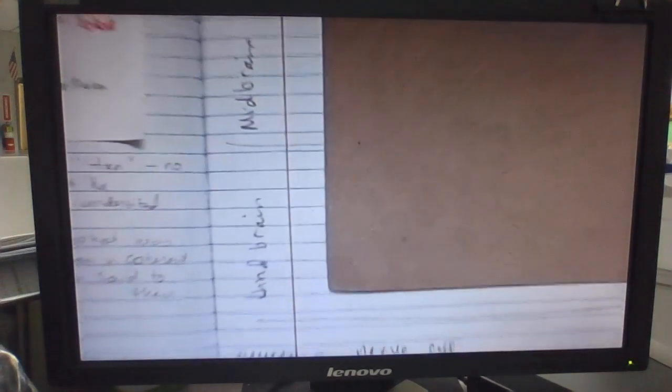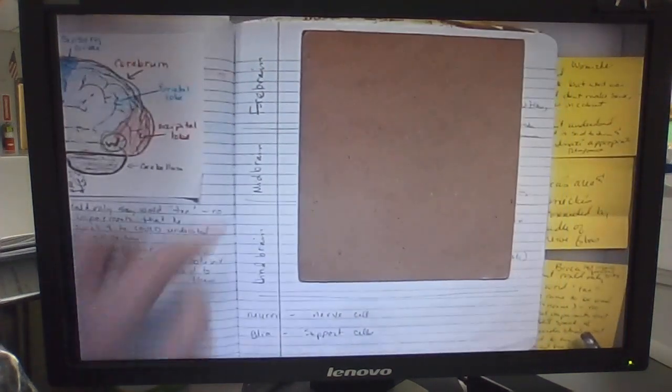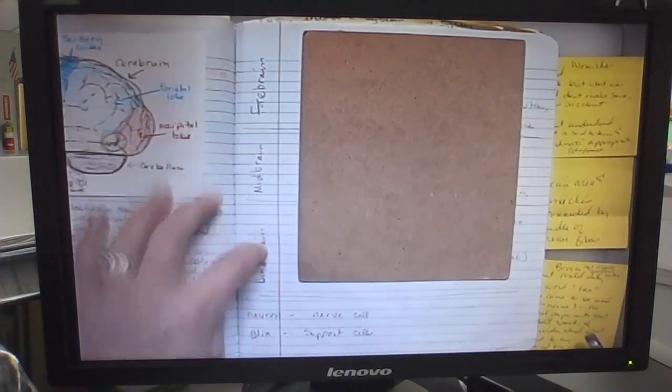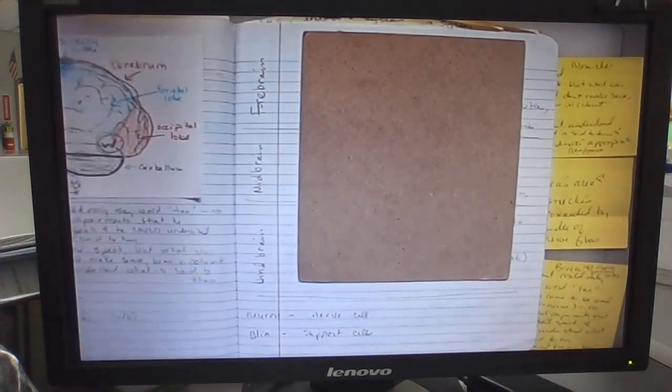All right, so major regions of the brain: hindbrain, midbrain, forebrain. So we'll take a look at what composes each one of those and the basic function of each one of those regions. So I've got these divided right here. Forebrain.